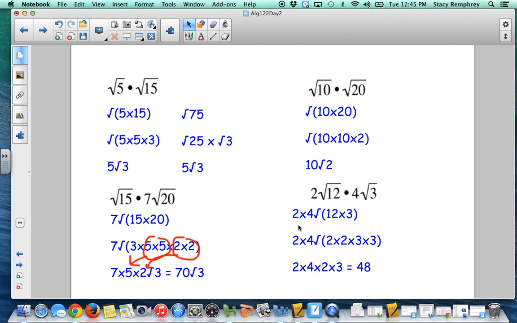And in this one, you can see I multiplied the 2 and the 4 that were on the outside. The radicands, the inside, stay together. I broke up the 12. Notice here that they were all doubles. When they were all doubles, everything gets brought out. So this actually is just 48. That's the answer.